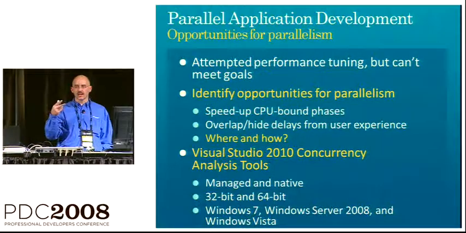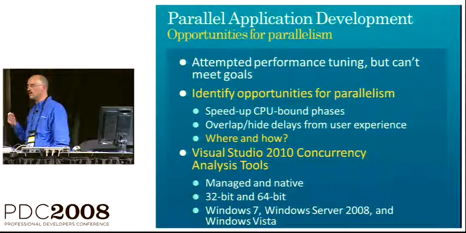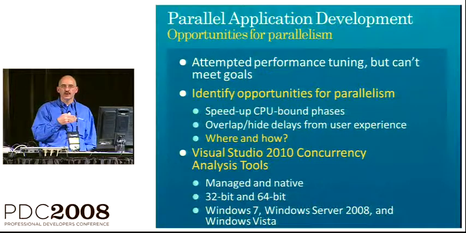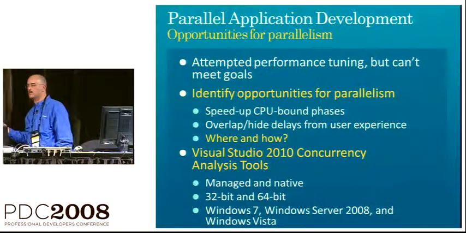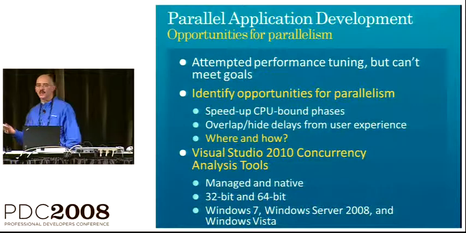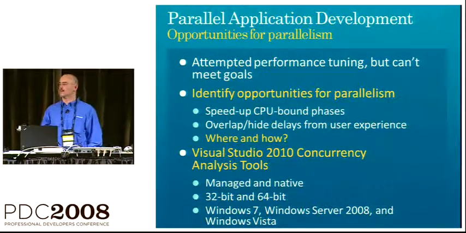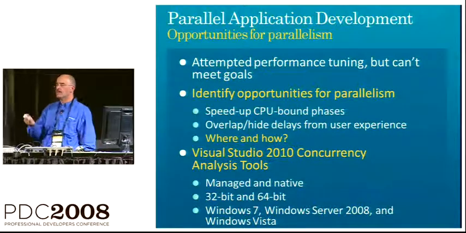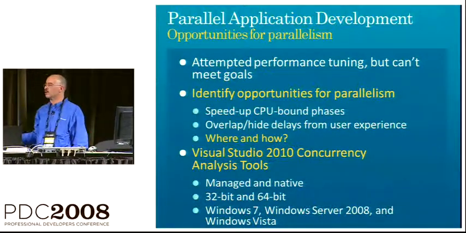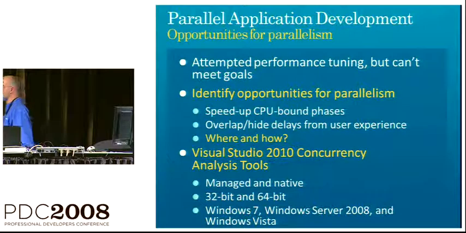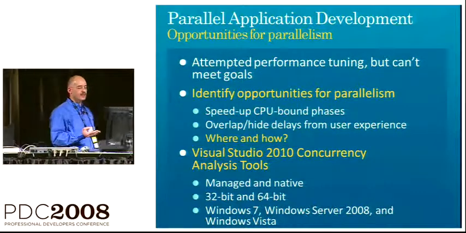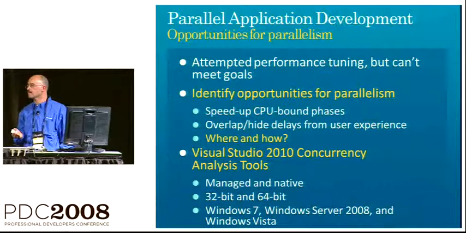And you're looking really for two things. You're looking to speed up CPU-bound phases. And you're also looking for ways of hiding long latency operations from the user. So you can also meet your performance target by trying to overlap long latency operations, hiding those from the user experience. But where and how? How do I find out where in my application I'm spending most of my time blocked on I/O? Where in my application am I spending most of my CPU cycles? And we're going to show you next how you can do that with the new tools.